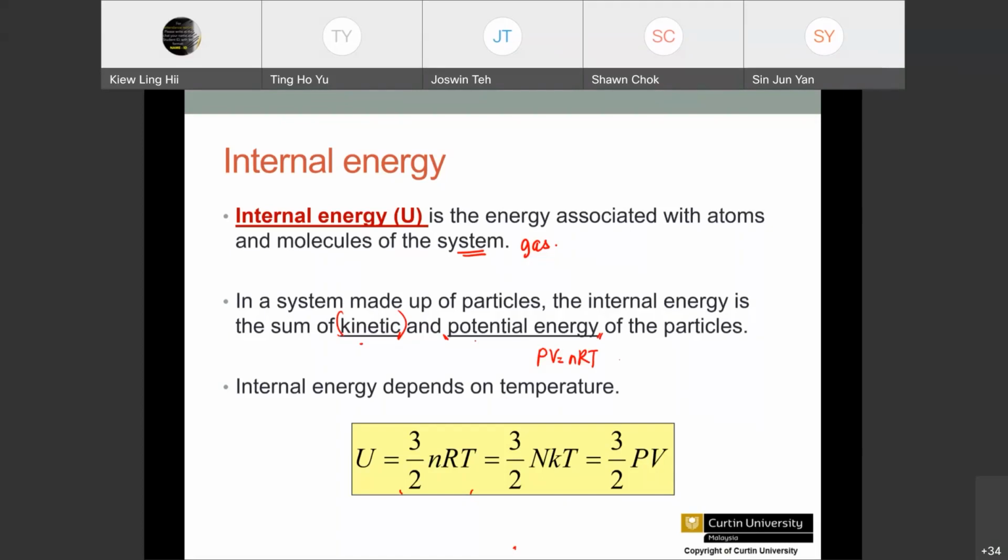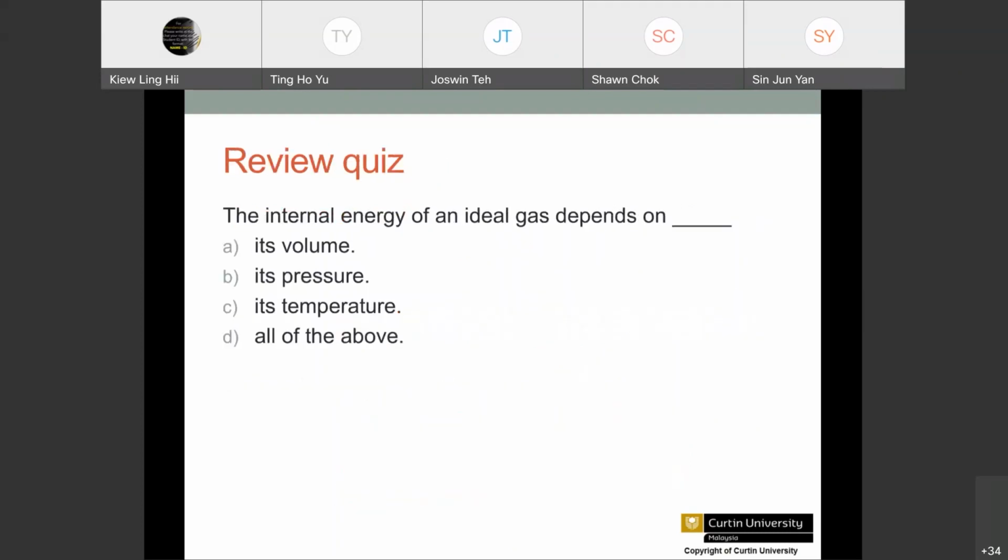And remember, from our equation PV equals nRT equals nKT. By replacing nRT with nKT, we can get 3/2 nKT or 3/2 PV. So usually we will use this and this, depending on what information you obtain from the question. Okay, review quiz: the total energy of an ideal gas depends on volume, pressure, temperature, or all of the above. What is your answer?